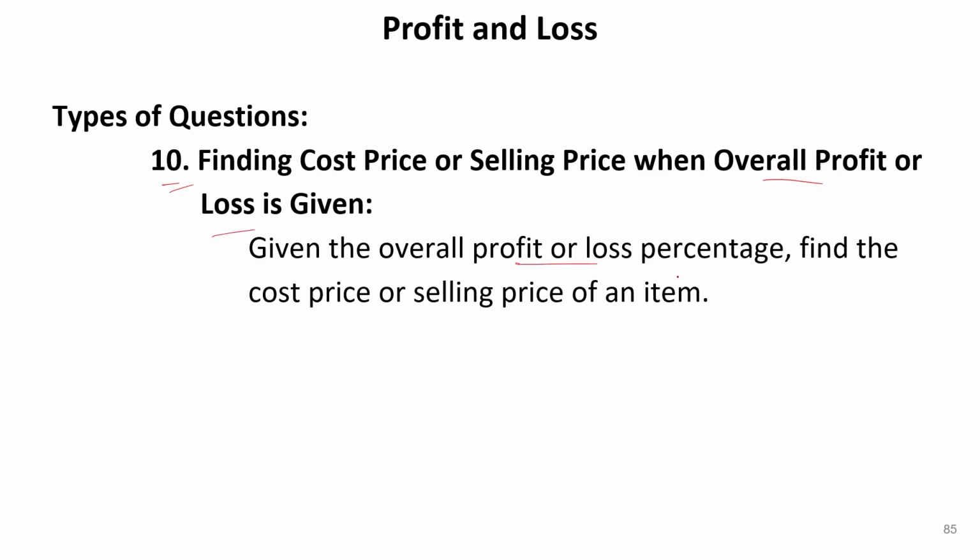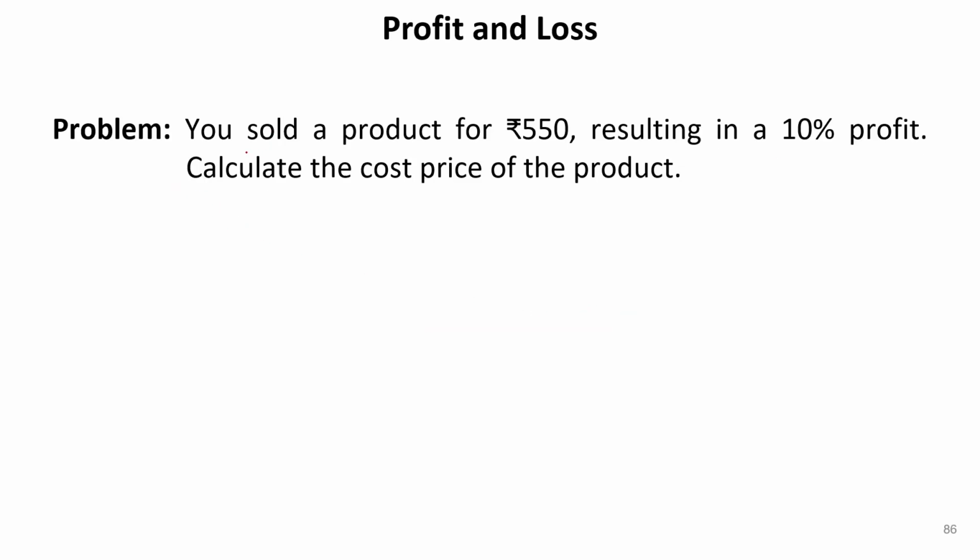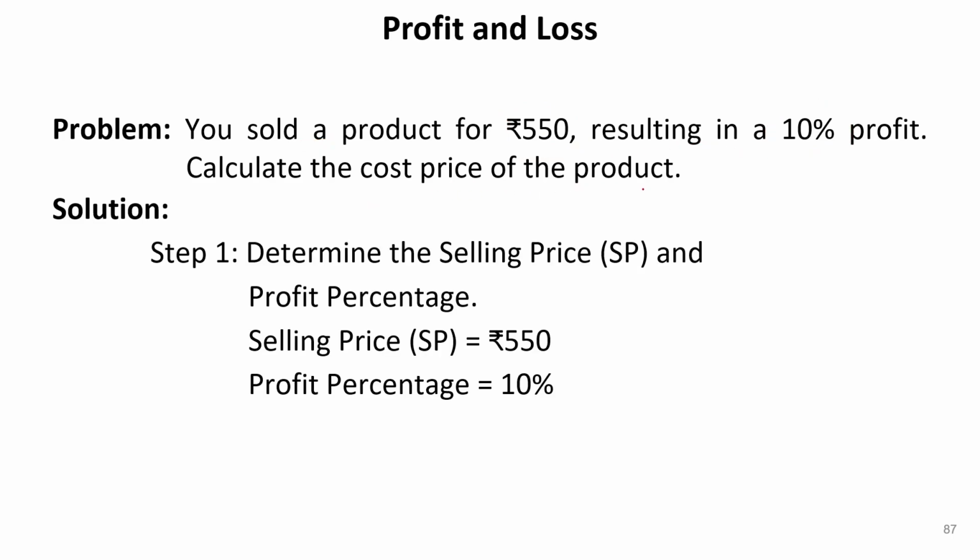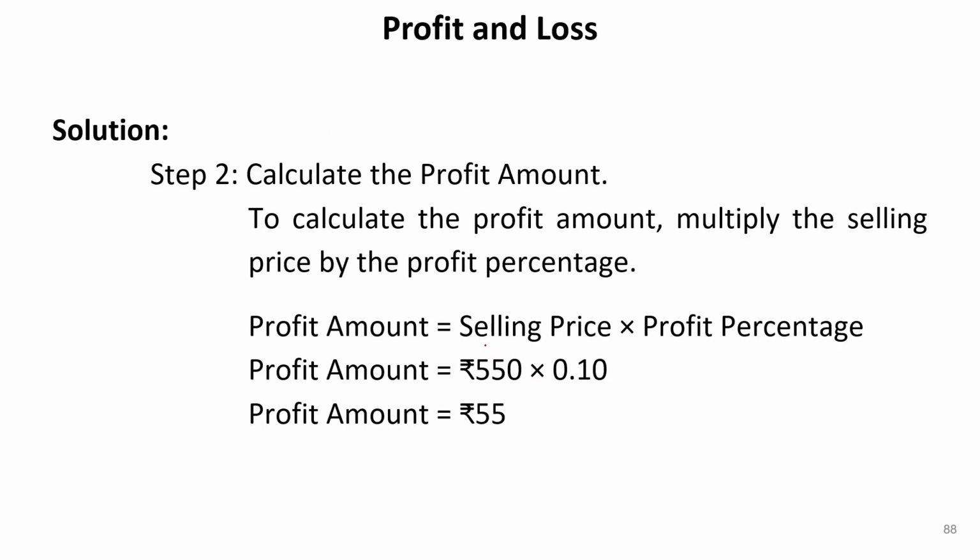So given the overall profit or loss percentage, find the cost price or selling price of an item. So let's see a problem. You sold a product for 550 rupees, resulting in a 10% profit. So what you got was 10% profit. Then calculate the cost price of the product. So selling price and profit percentage: selling price is 550, profit percentage is 10%.